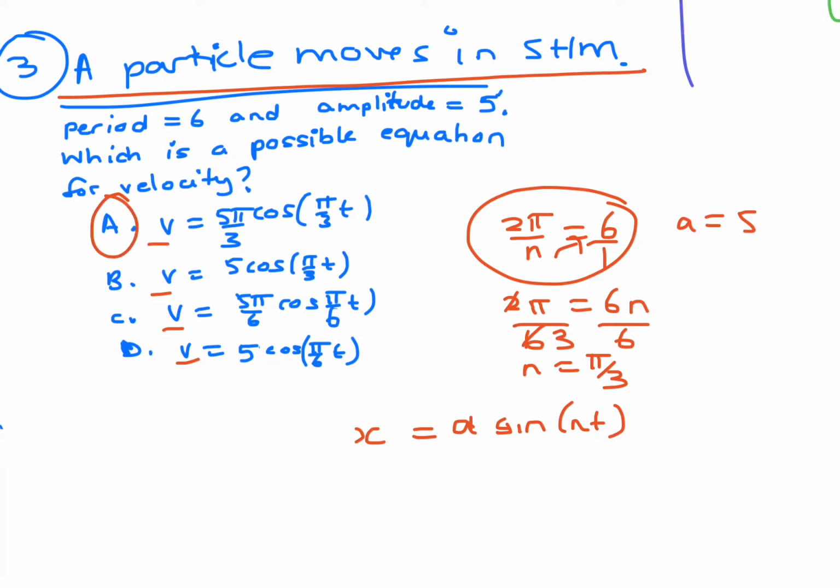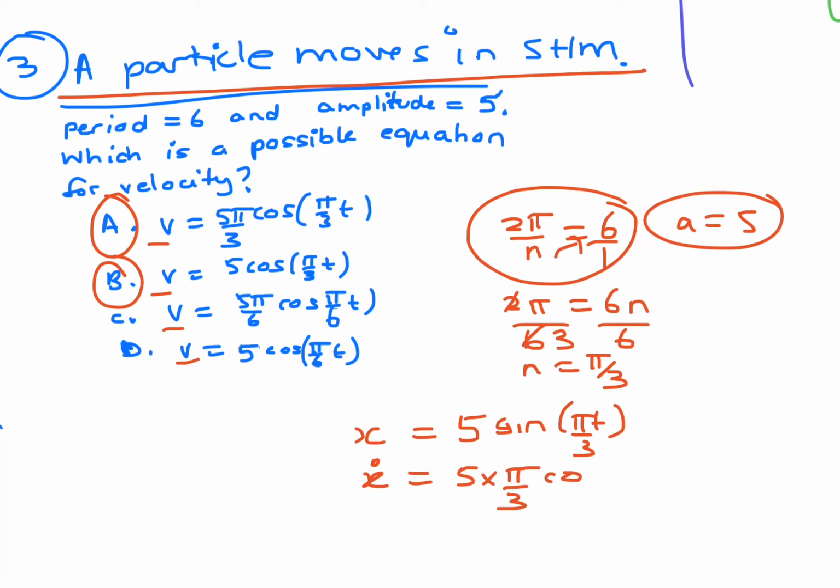Okay, so that first of all means it could be A or it could be B. The amplitude is 5. So that's telling me that it was a sine curve with a 5 there, and the n would have had to be pi on 3. So when you differentiate to get the velocity, it's 5 times pi on 3, sine will go to cos pi on 3t. So that means that the solution would be this one at A.